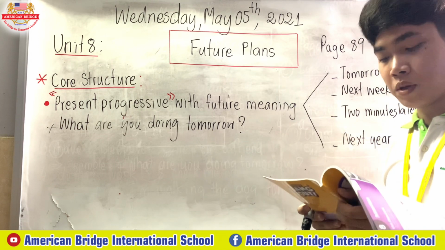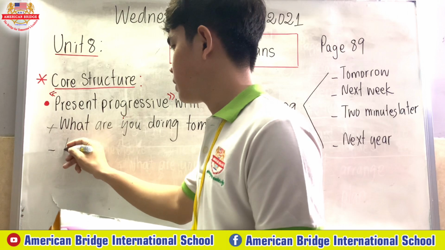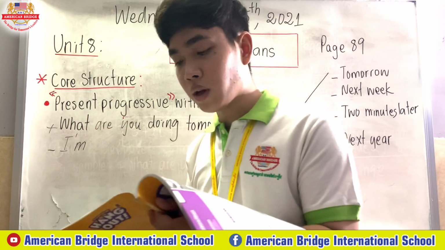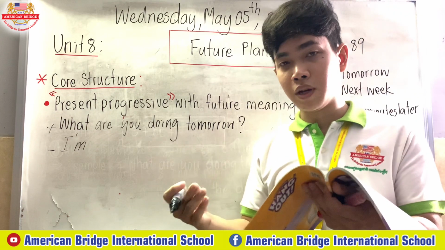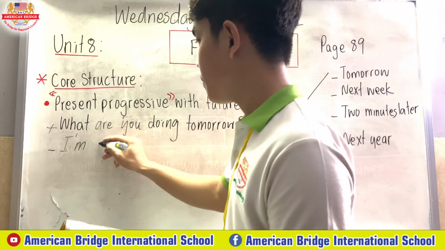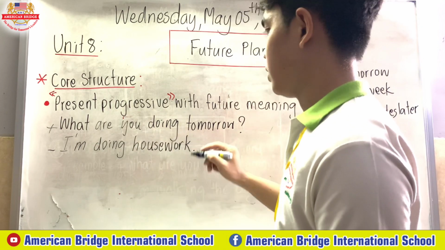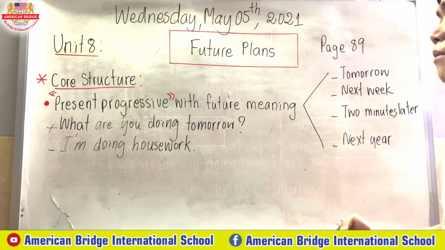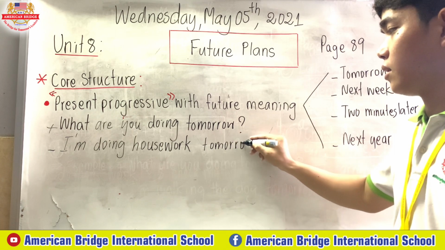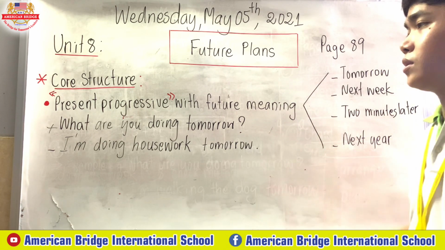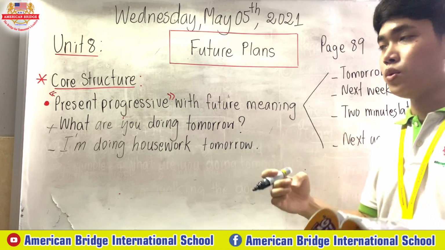Can you see the picture letter A, everyone? What is it? All right, let's answer the question. Everyone look at picture letter A together. It is about doing housework, right? You can say "I'm doing housework." What are you doing tomorrow? "I'm doing housework tomorrow." Or you can add the word tomorrow at the end. You can say it like this. "I'm doing housework tomorrow."